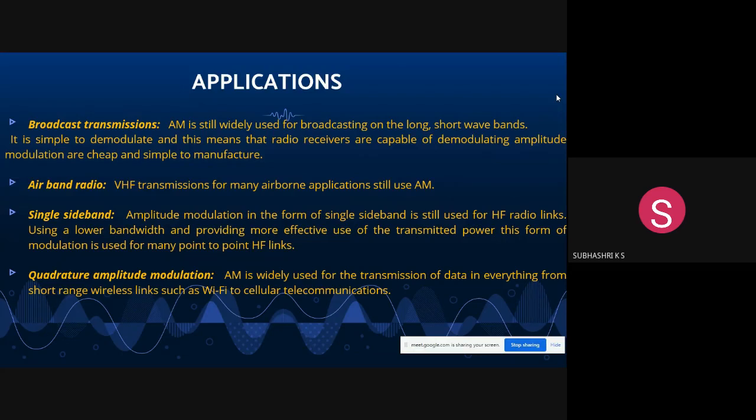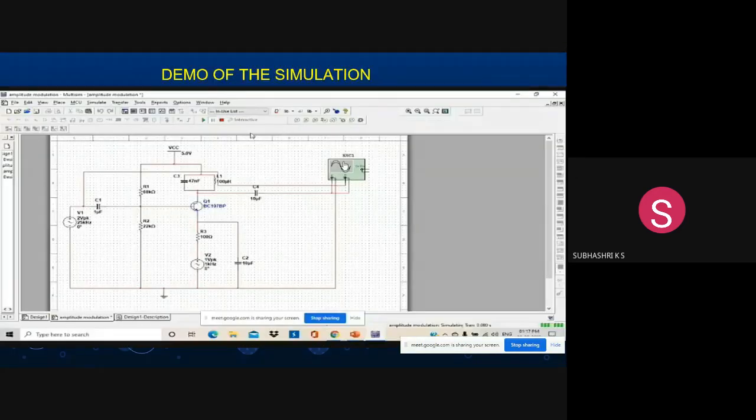Quadrature amplitude modulation. QAM is widely used for the transmission of data in everything from short range wireless links such as Wi-Fi to cellular telecommunications. Now, let us look at the demo of the simulation.